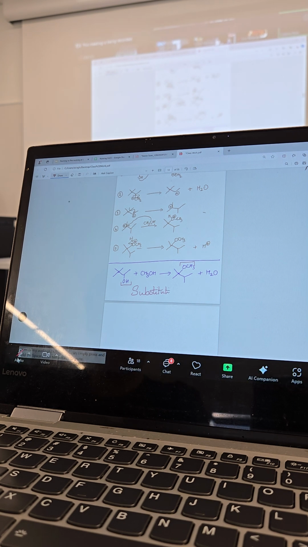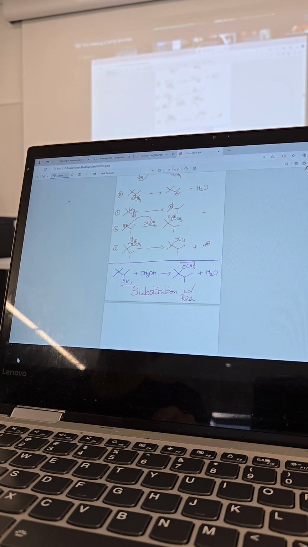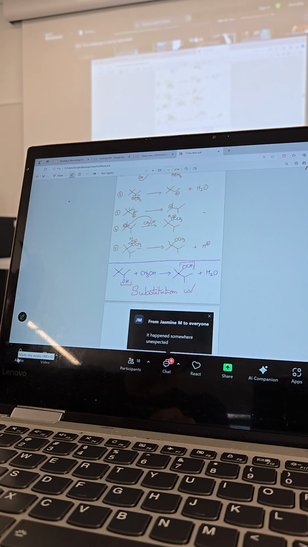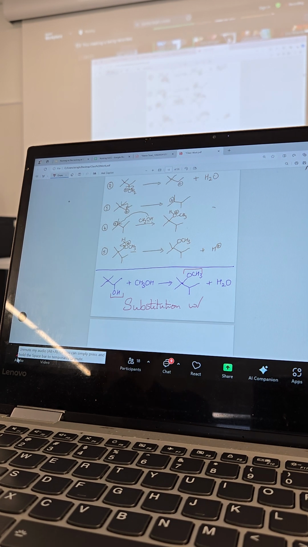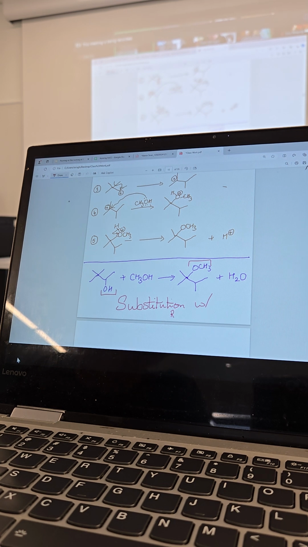Is it rearrangement? Why do you say that? Because the OH and the OCH3 move spots. It happened somewhere unexpected, and the carbon skeleton changed as well. Yeah, exactly. You're absolutely right. It is substitution with rearrangement. The reaction happened at a different spot than what you expected it to, and the carbon skeleton changed as well.